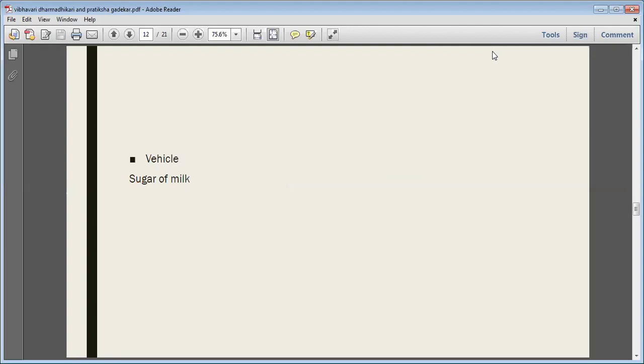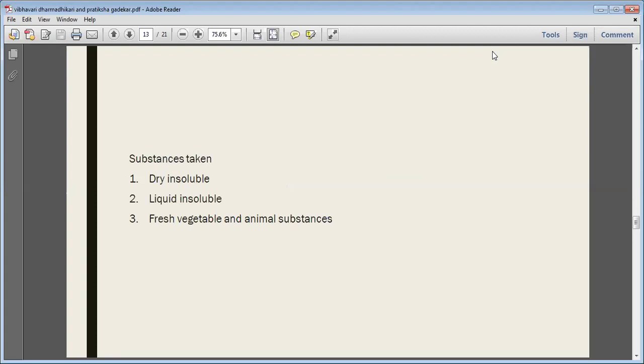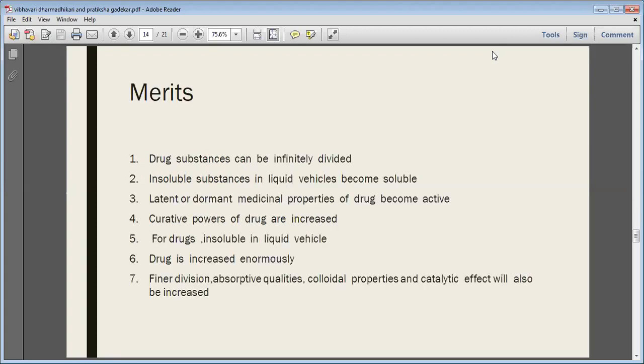The vehicle, of course, is sugar of milk. Then the substances: they are dry insoluble, it may be liquid insoluble, and the origin may be vegetable and animal. So why are we doing this, or what are the advantages that we will get from the trituration? So these drug substances can be infinitely divided. This is the first advantage or first merit of this process, that is the trituration. By the process of trituration, that drug substance will indefinitely get divided.